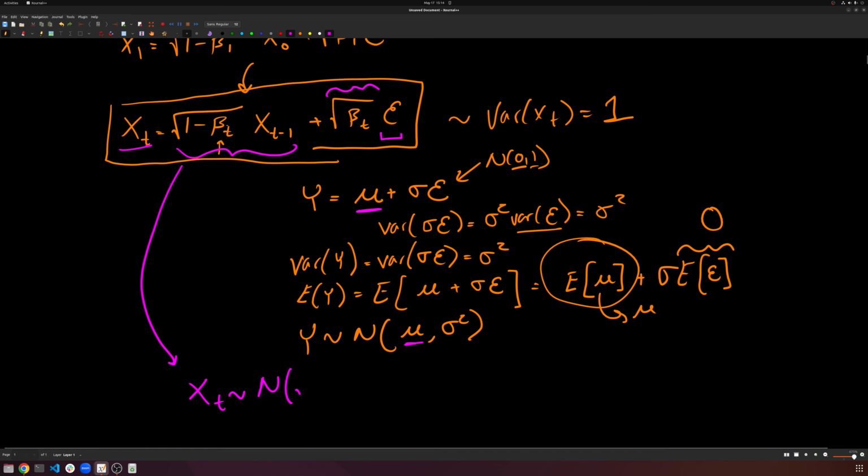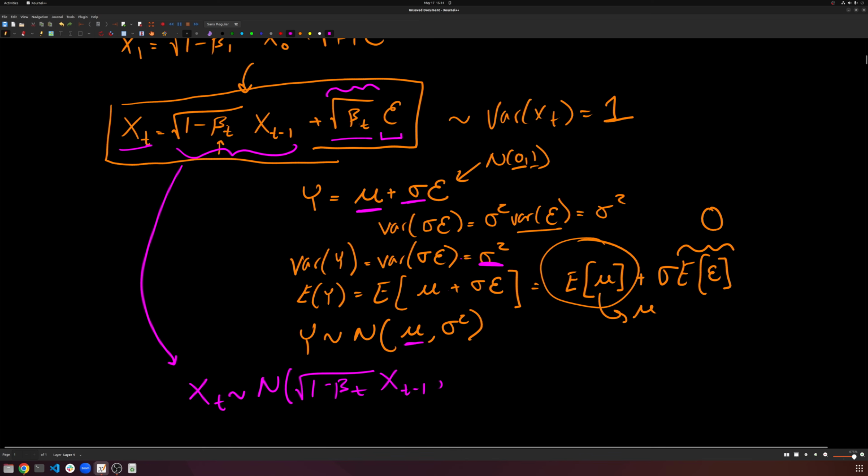So let's go ahead and write that. The mean is the square root of 1 minus beta t times x t minus 1, and the variance is the thing we multiplied by, squared. Again, for the same reason, we multiplied by sigma, so the variance became sigma squared. We multiplied by the square root of beta t, so the variance is just beta t.